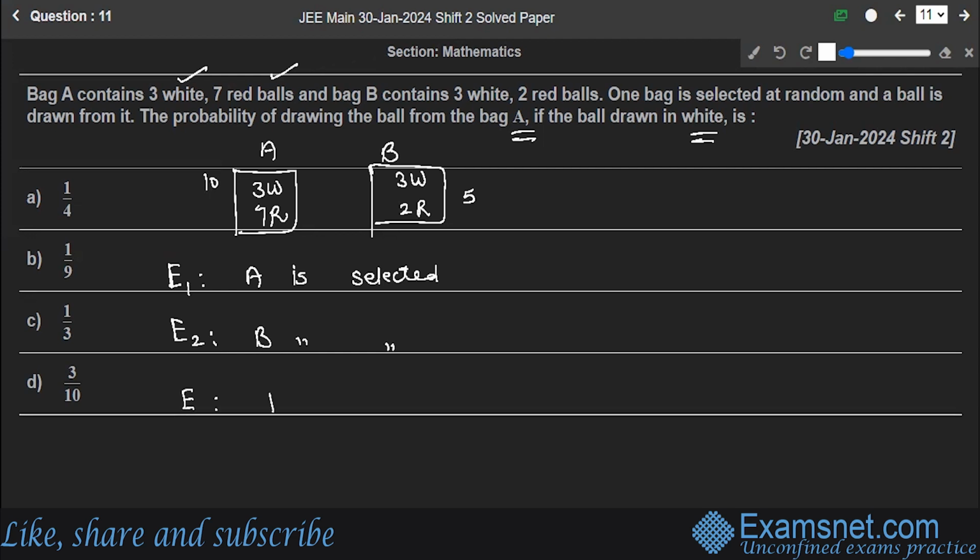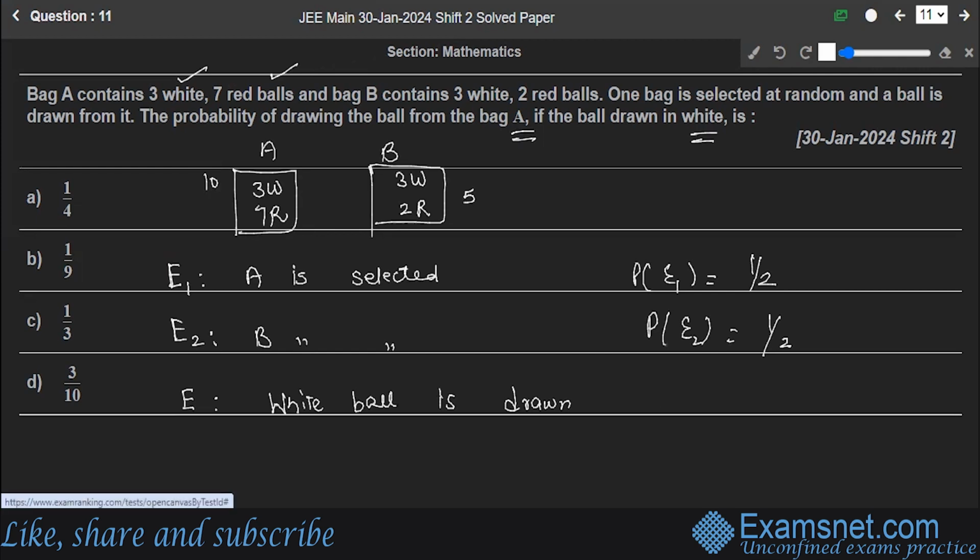E is the event that a white ball is drawn. So what is the probability of event E1 to happen? There are 2 bags, so this is 1 by 2. Probability of E2 is equal to 1 by 2. Now the probability that a white ball is drawn. See, there are 2 bags now, right?